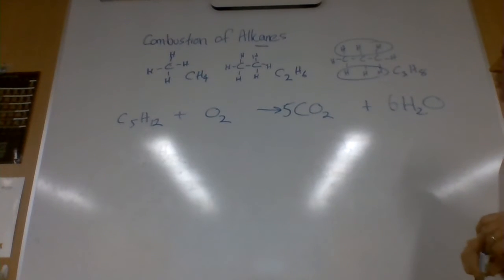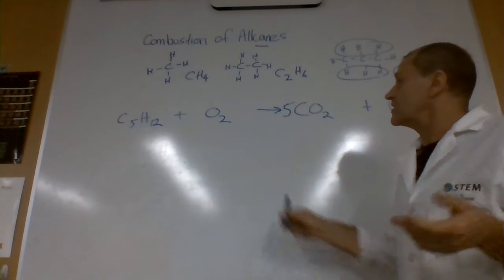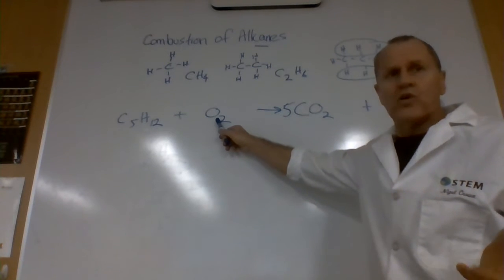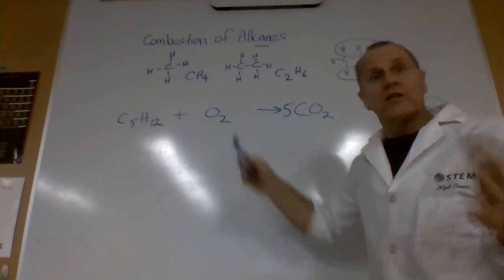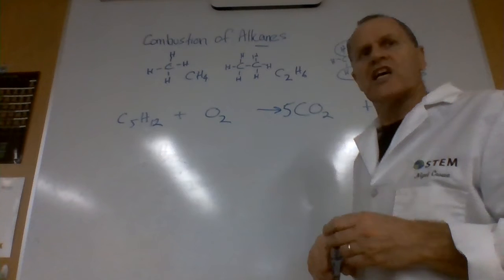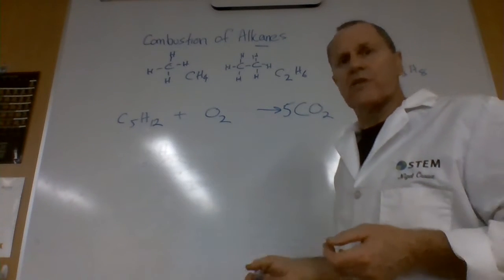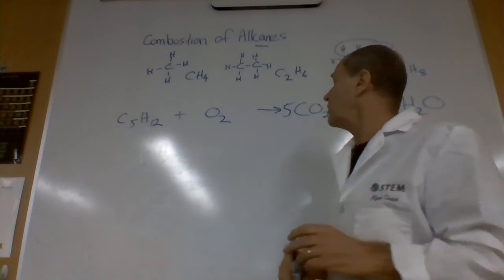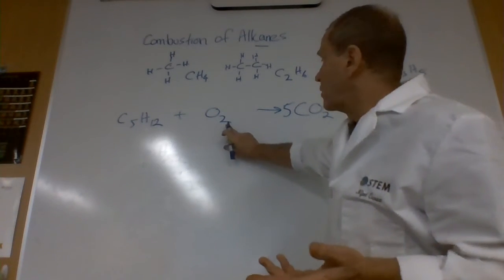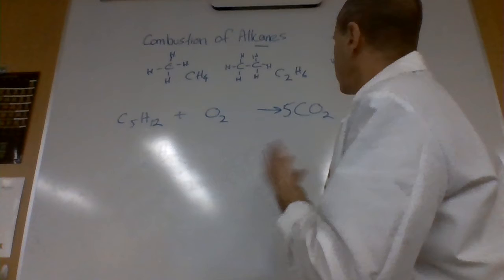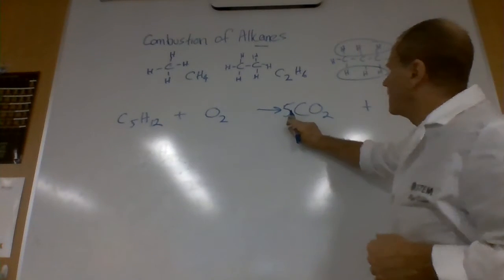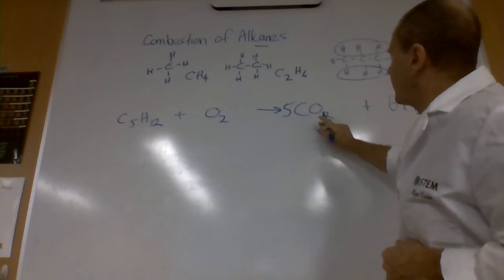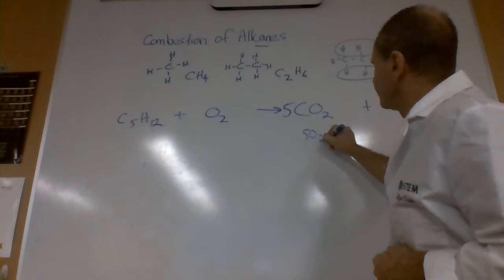And then we've got what to do with the oxygens. We could calculate it with the number of oxygen atoms, or we could calculate it with the number of oxygen molecules. Doesn't matter. It works out the same anyway. So let's look at oxygen molecules. So here in CO2, there's 5 O2s. Yay!